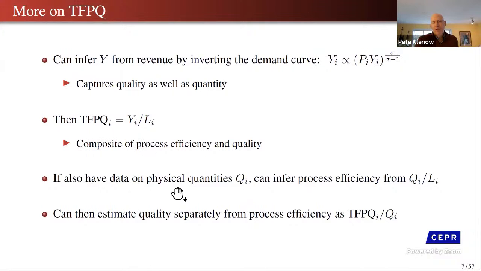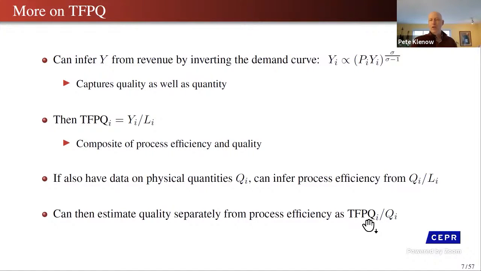And if you do on top of it, in a subset of data sets, there is data on physical quantities, so you can get average unit prices from that too. But if you can use that physical quantities, let me say I call those QI, and I'm distinguishing that QI from this YI, which would have quality in it. So this is just physical quantity. Then you can infer process efficiency from that. And that might be separately interesting to figure out, are firms high quality?